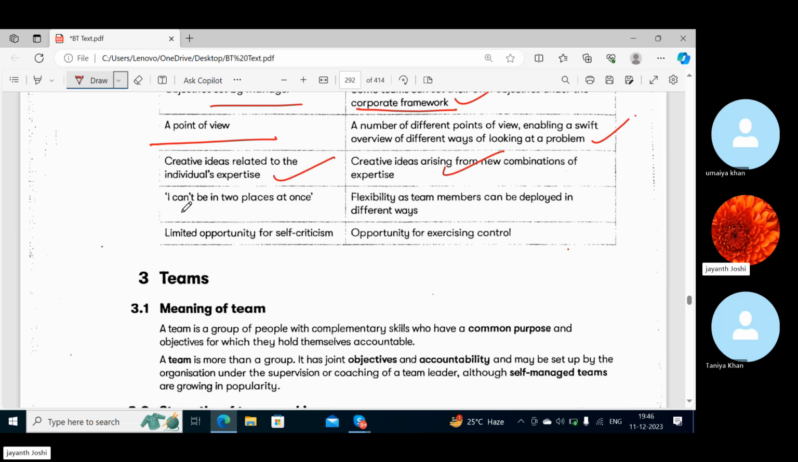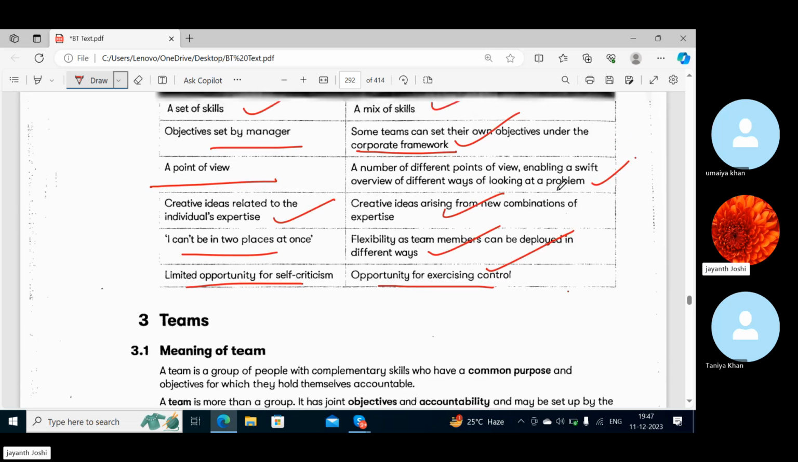I can't be in two places at once. That is what an individual says, and it is very much evident. Flexibility, as team members can be deployed in different ways. Limited opportunity for criticism here, but opportunity for exercising control is what you see in groups.